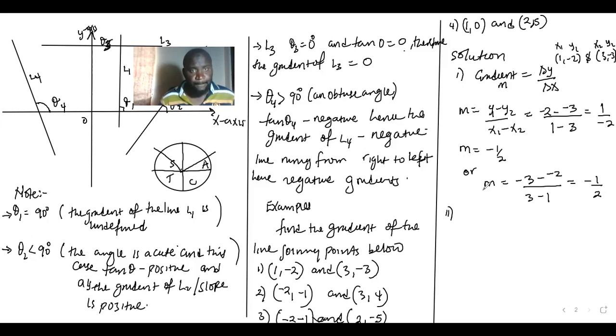Let me do one more: (-2, -1) and (2, -5).